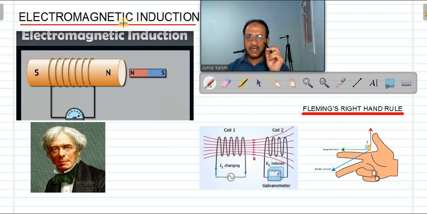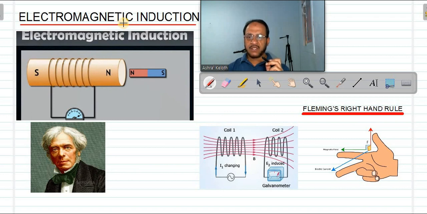whether it is a straight conductor or a single loop of wire, or a solenoid, a cylindrical loop of wire, or any shape, it doesn't matter. Whenever a current flows through a conductor, it will produce a magnetic field. The shape of the field pattern, the magnetic field lines, depends upon the shape of the conductor.